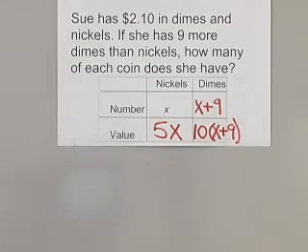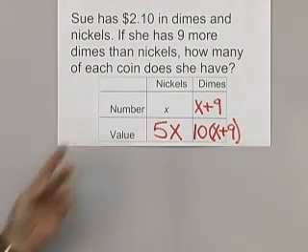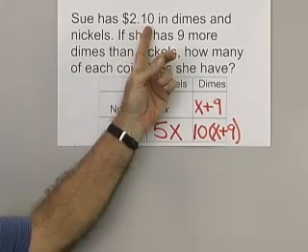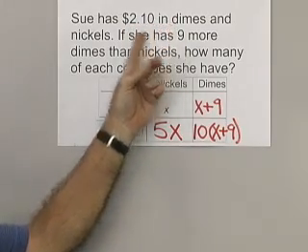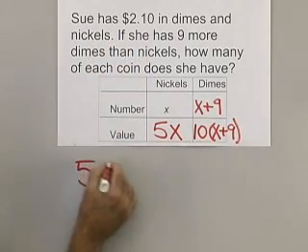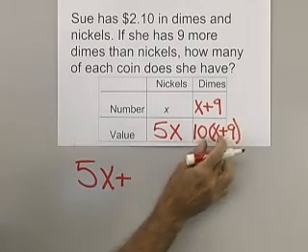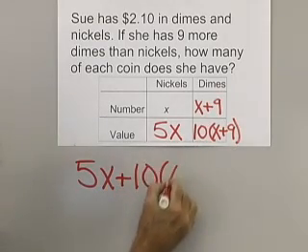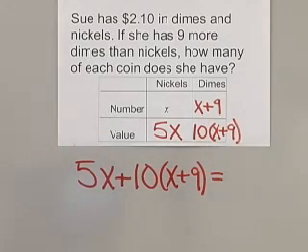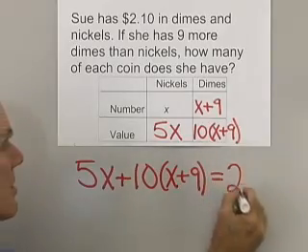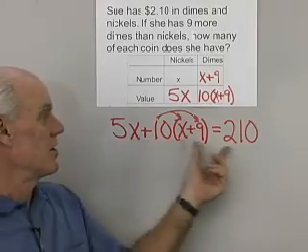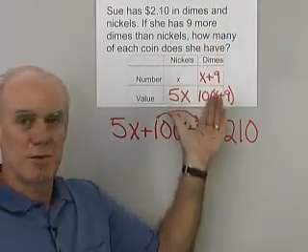Now, to write an equation for this situation, I see that I have a total of $2.10, which is 210 cents, and that comes from my dimes and my nickels. So here's my value in nickels, 5x, plus my value in dimes, 10 times x plus 9, and that has to come out to be the total value of the coins I have in cents. So I'll write 210 cents. So here I have my equation that describes the information that's in this problem.